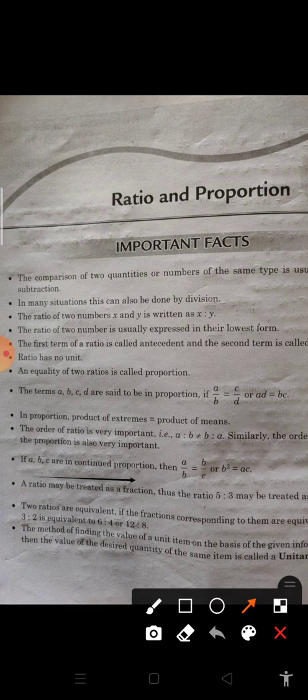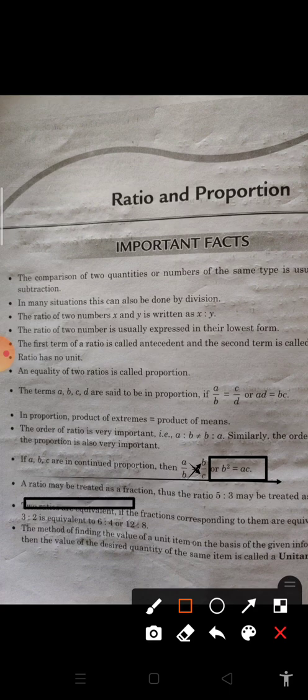Next, if A, B, C are in continued proportion, then A upon B is equal to B upon C or B square is equal to AC. When we cross multiply, B and B and A and C, we can also write it in this form, B square is equal to AC, because only three numbers A, B, C are given.